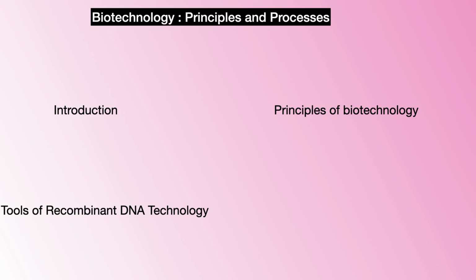The gel forms a sieve. It acts like a thick forest. Smaller fragments move through the gaps easily and travel farther, while larger fragments get stuck and stay closer to the start. DNA is invisible to the naked eye. To see it, we stain the gel with a chemical called ethidium bromide, then shine UV light on it. The DNA fragments will glow as bright orange bands.